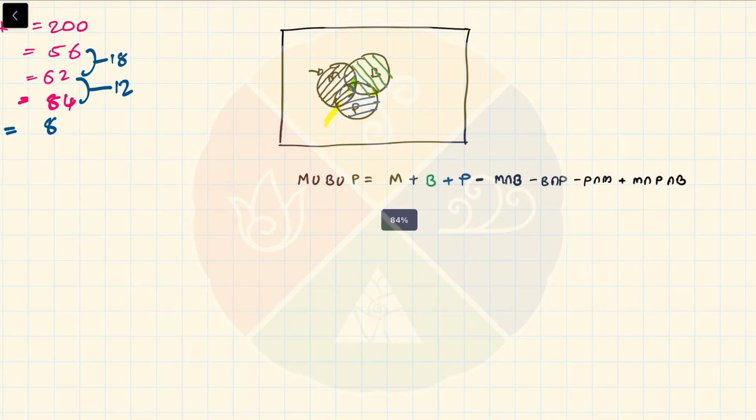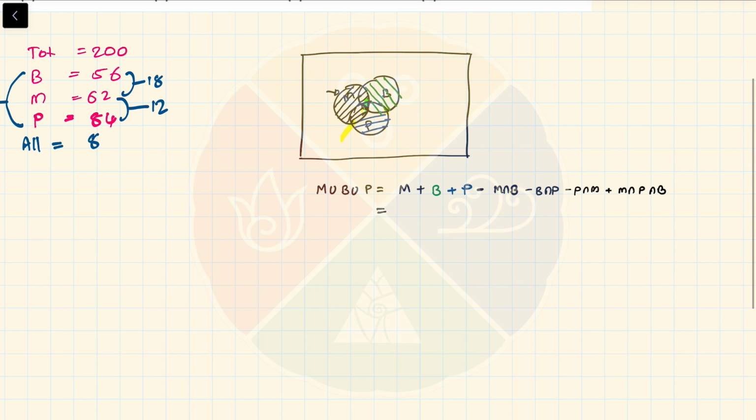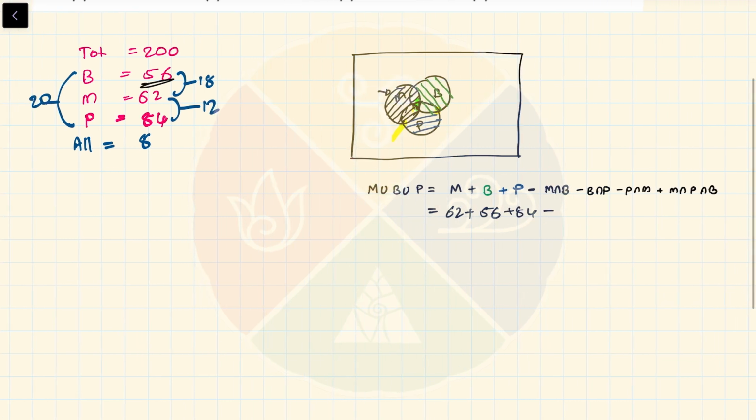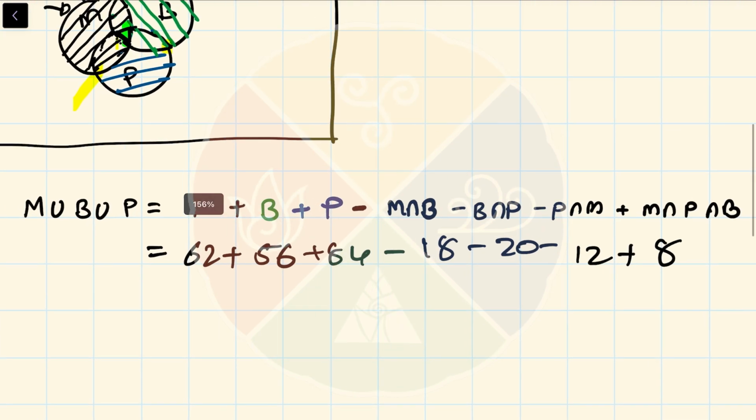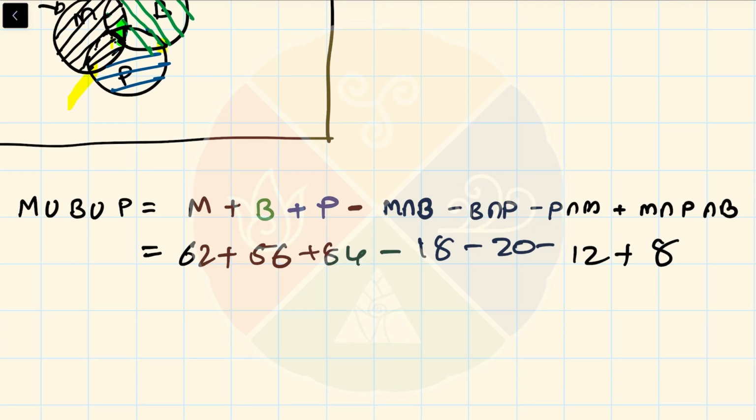Now we simply have to substitute these values. We know that we have 56 people in biology, 62 in maths, and 84 in psychology. Maths intersection biology, 18 people we have to subtract. Biology intersection psychology, 20 people we have to subtract. Psychology intersection maths, 12 people we have to subtract. And we have to add all these people once. So what is the value we are going to get? Let me check.